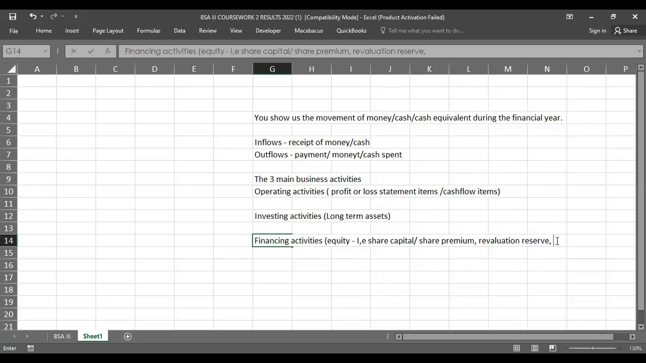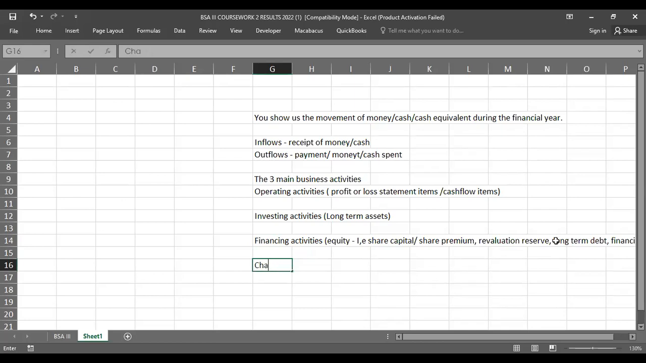Financing activities, like I was saying, you have equity: share capital, reserves, retained earnings, whatever falls under equity. Then you have long-term debt. The exception is given to finance leases, because a finance lease usually has a current asset component and a current liability component. So that's where the exception comes in, but ideally it's supposed to be long-term debt here. Once you have all these added together, they should give you the net cash flow.